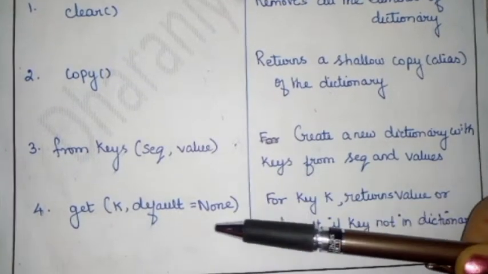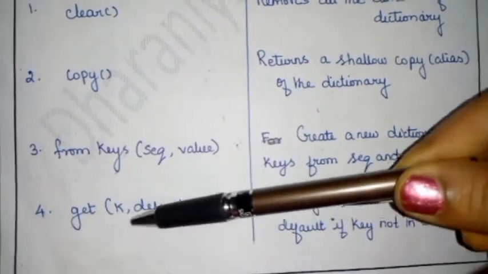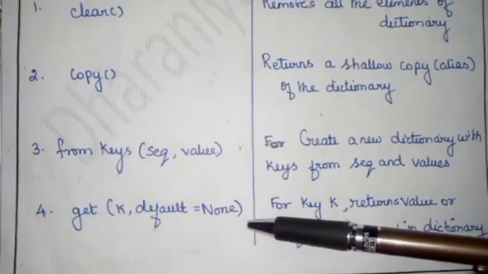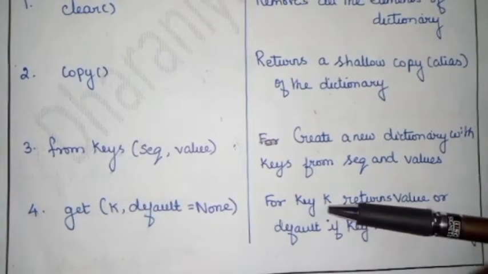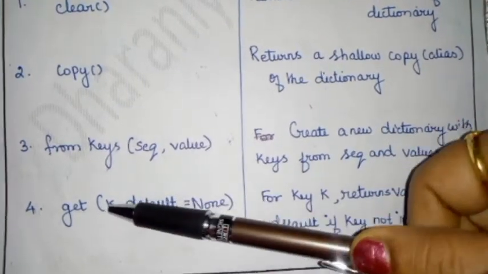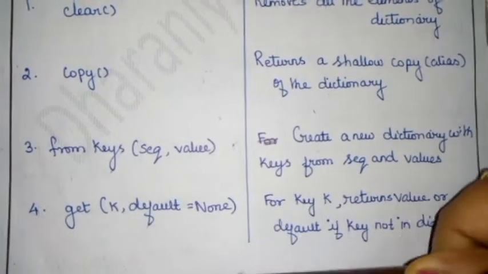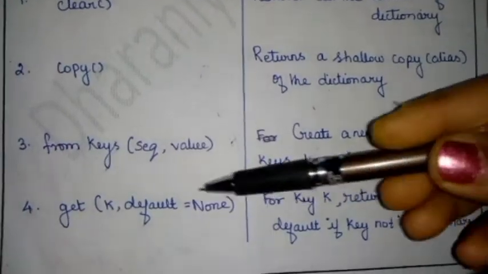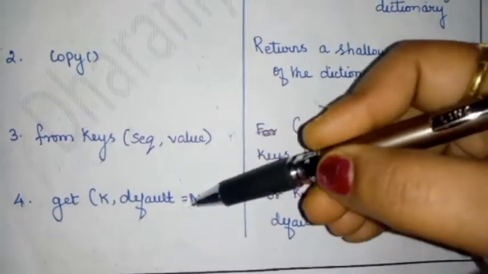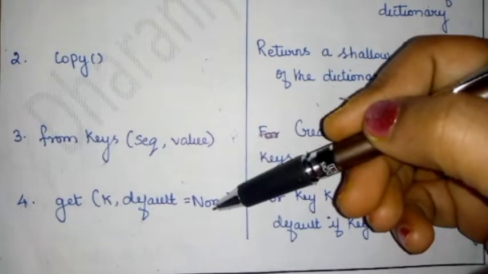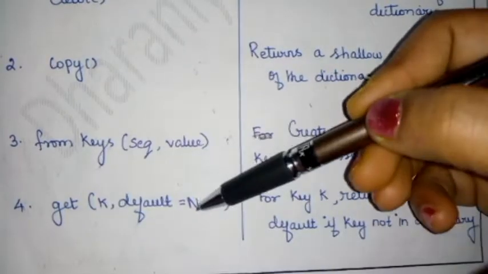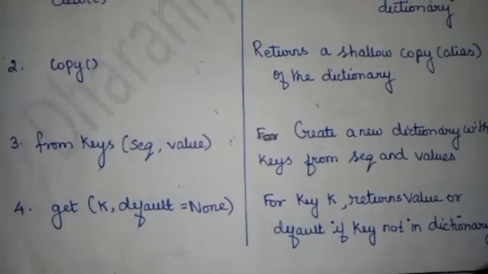Next is the get method. Within the method, you give two arguments, k and default equal to null. For the particular key, it returns the value. So that is the meaning. Get of a particular key will give me the value of that key. If the key is not present, it will display the default, some d. If I give some d or else not found, if the key is not found, this will be displayed. So that is the meaning of this method.